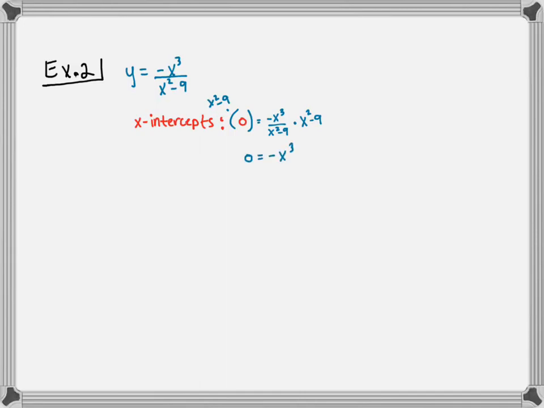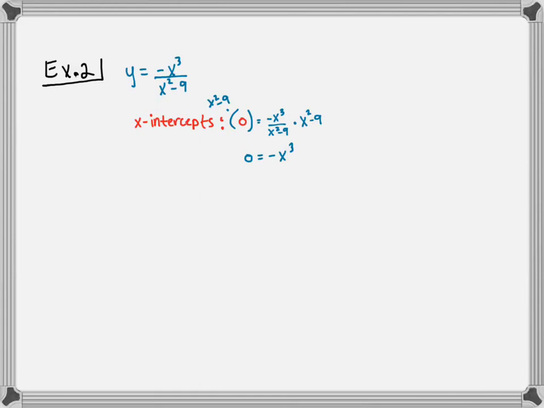Let's look at a second example. y equals negative x cubed over x squared minus 9. For the x-intercepts, remember we're substituting 0 in for y. So 0 equals negative x cubed over x squared minus 9. Let's multiply both sides by x squared minus 9. We get 0 equals negative x cubed.